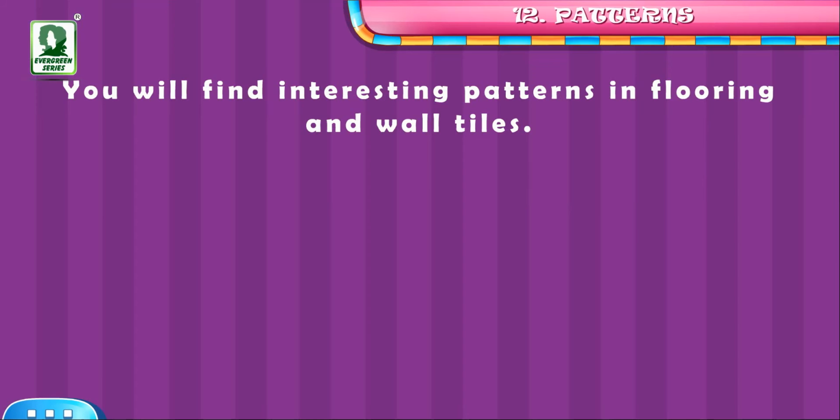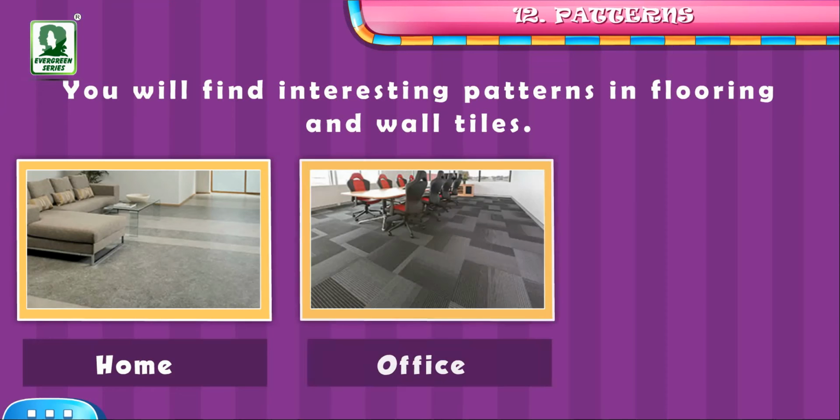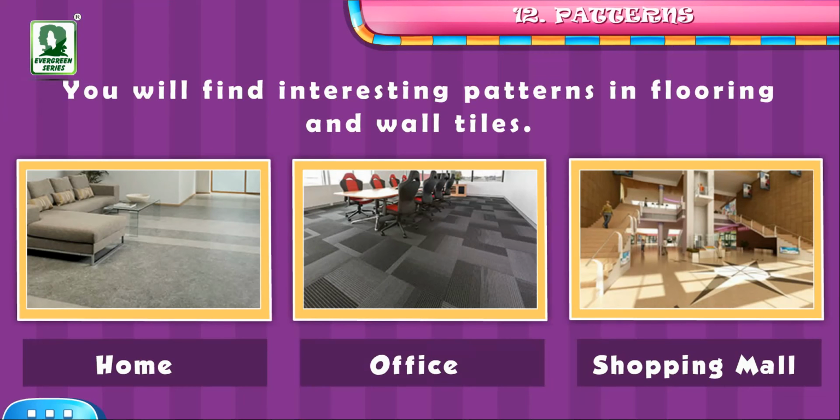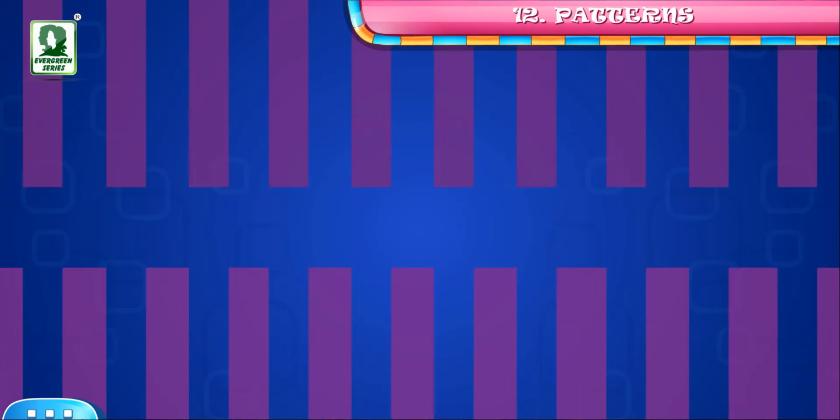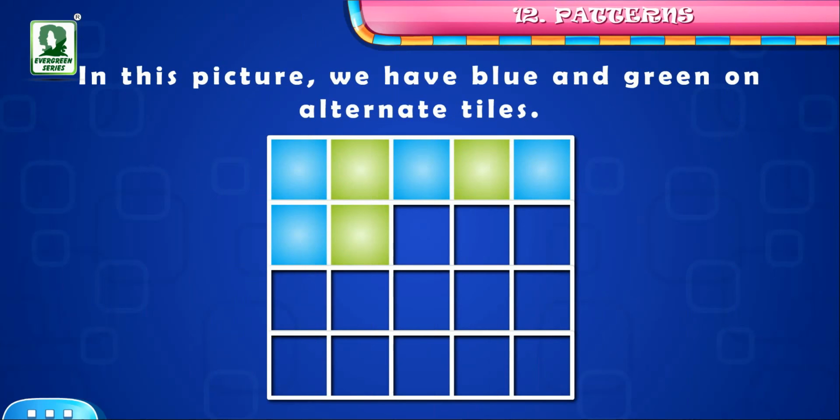You will find interesting patterns in flooring and wall tiles. You have seen tiles in your home, office, and shopping mall. In this picture, we have blue and green alternate tiles.